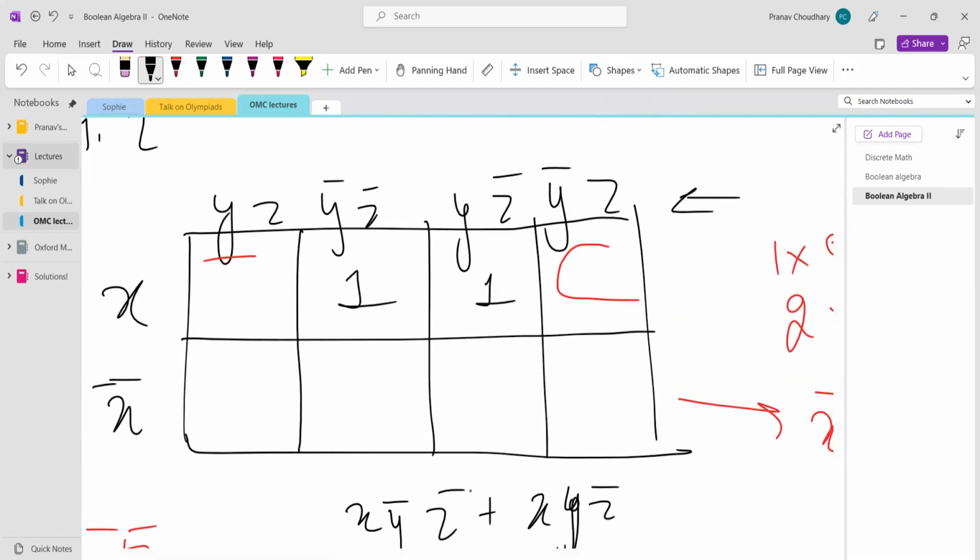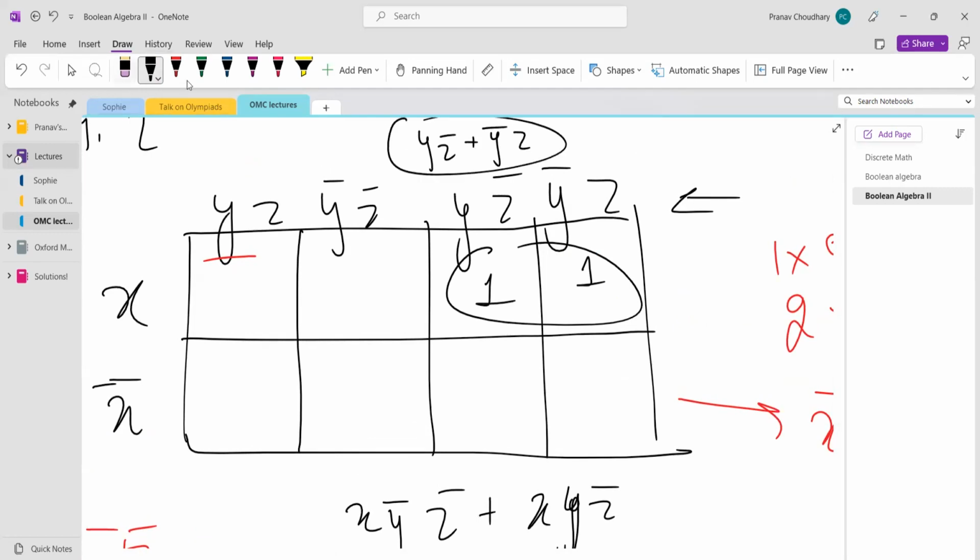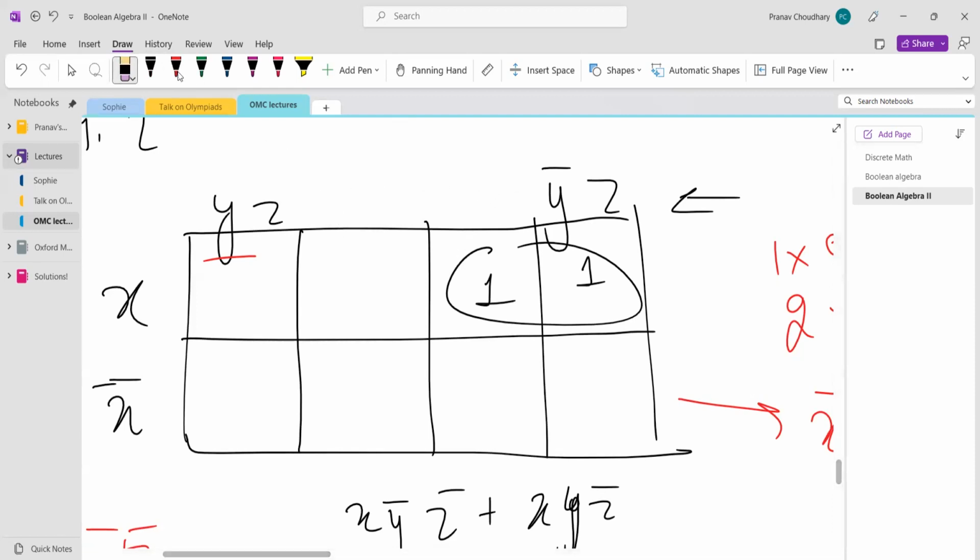There was this part, some order in which you cannot. Let me think. Okay, yeah, in this order only. Consider these two. Suppose these two are one. These two are adjacent, but you cannot combine them because they are y z conjugate plus y conjugate z, which is bad. You do not want such things happening. So this is why the order matters.